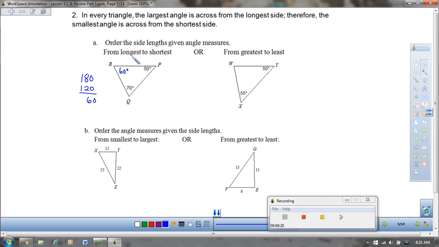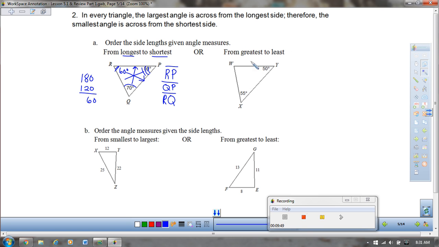And now we can order from longest to shortest. Since 70 degrees is the largest angle, I'm going to go across the triangle and say the longest side is segment RP. 60 degrees is the medium-sized angle, so the medium-sized length is segment QP. And the shortest length is across from the shortest angle, so segment RQ is the shortest.